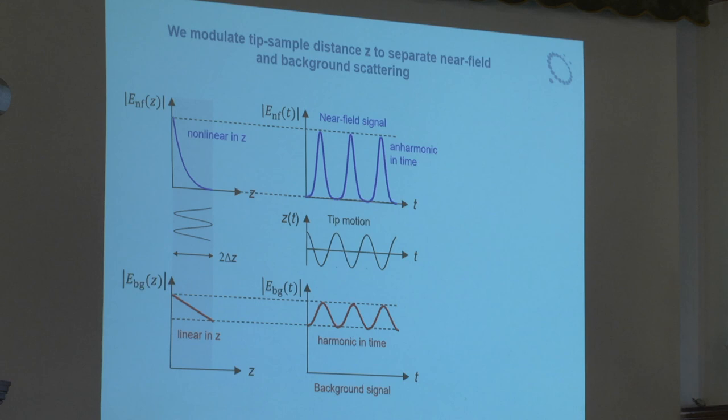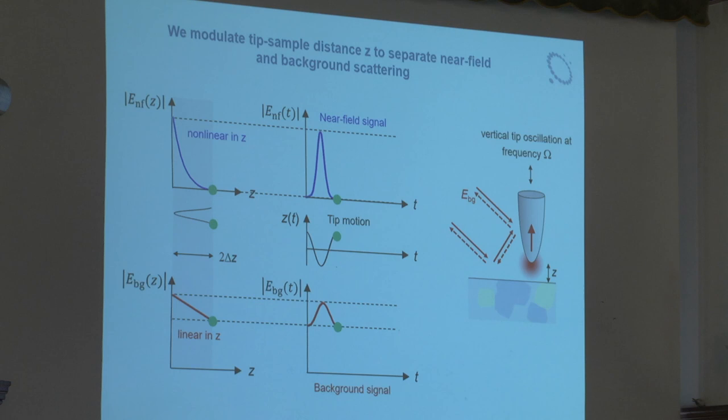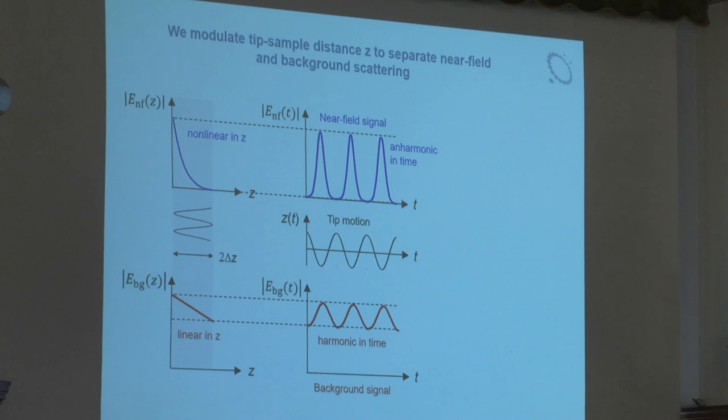So we have a sinusoidal motion, and this sinusoidal motion leads to a signal due to the near field and due to the background signal. And that's key here. The tip motion is sinusoidal, per definition, because we drive it via an electrical signal that is sinusoidal. Now the background, because this behaves more or less linearly, the detector signal will be sinusoidal too. So it will be harmonic in time.